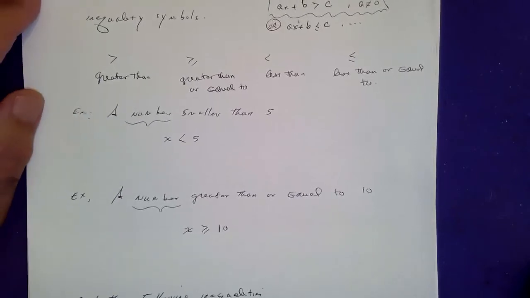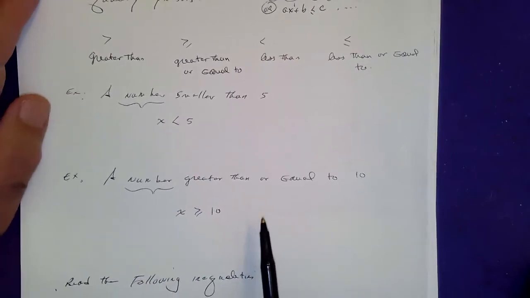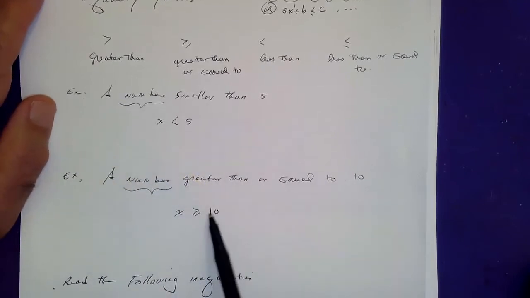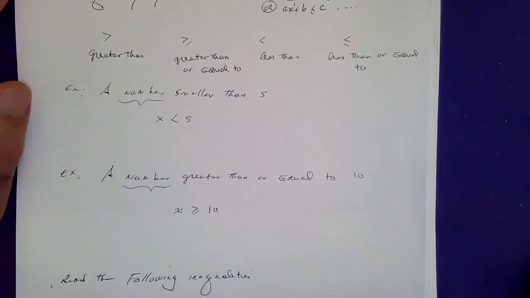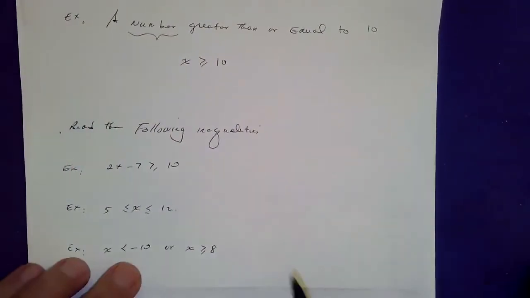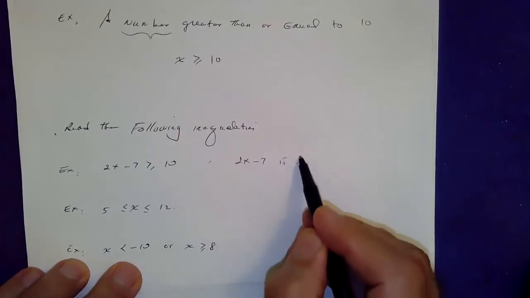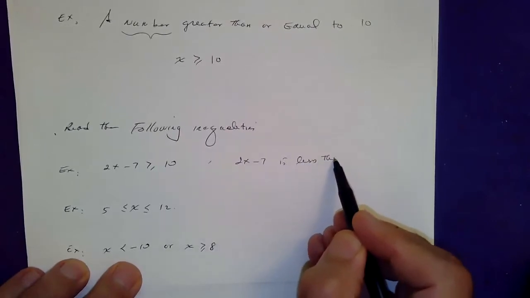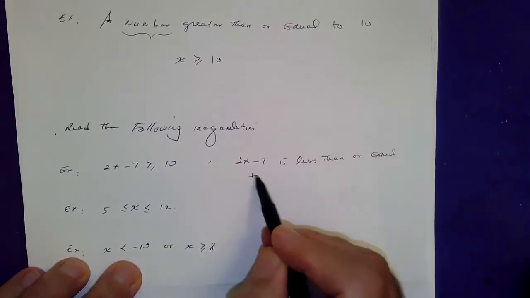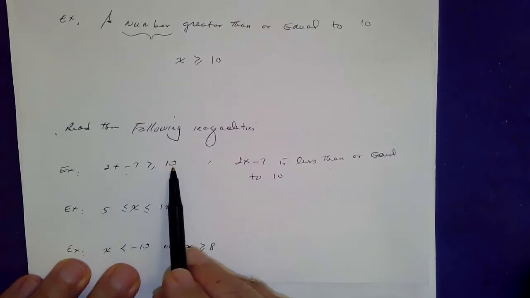So that's basically how we use the notation. So notice less than points to the left, greater than points to the right. So how do you read these inequalities? The first one reads 2x minus 7 is less than or equal to 10. Notice I read the inequalities from left to right.